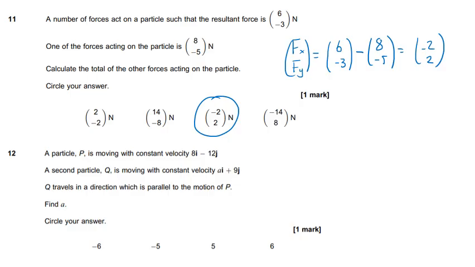Question 12. Some more work with vectors, now written in the i, j, k sort of form. So we're told that there's two particles. One moves with a velocity 8i minus 12j. The second one, ai plus 9j. And they are moving parallel with each other. So what that means is that ai plus 9j must be equal to some constant times the first one. So I'll call it lambda.